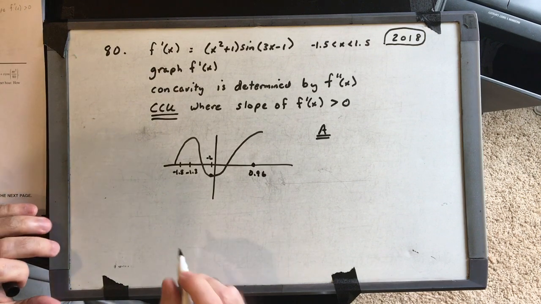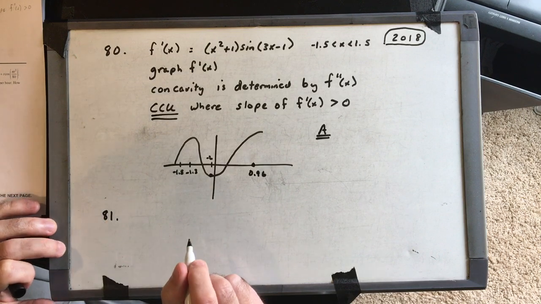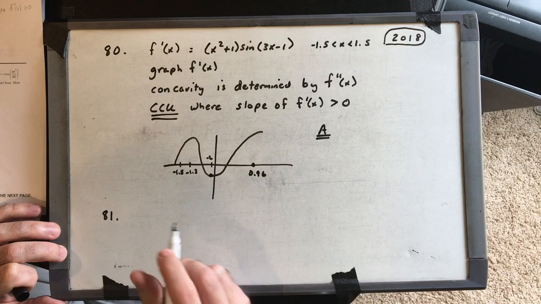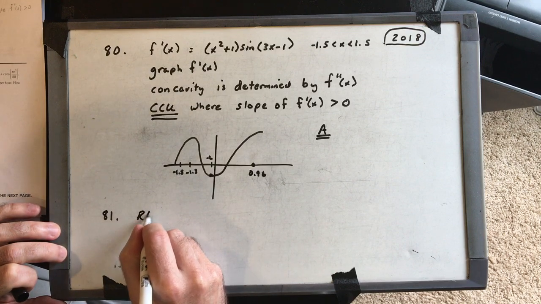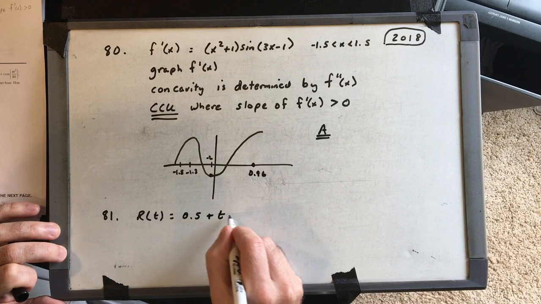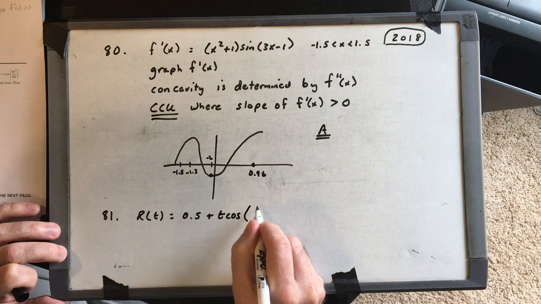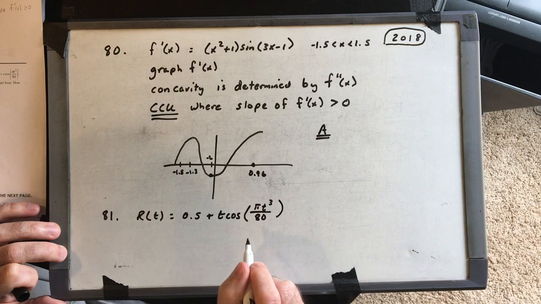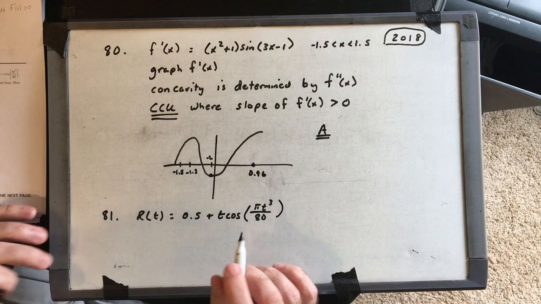Okay, so 81, I think I can fit here. This is a calculator one. It says during a rainfall, the depth of water in a rain gauge increases at a rate modeled by R of t is equal to 0.5 plus t cosine pi t cubed over 80, where t is the time in hours since the start of the rainfall and R of t is measured in centimeters per hour. How much did the depth of the water in the rain gauge increase from 0 to 3 hours? How much did it increase?